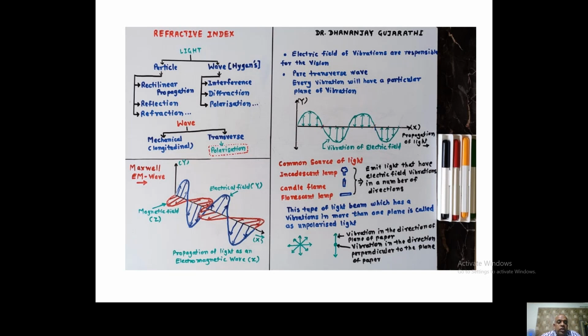This is all about, in short, that light is dual in nature. The Maxwell electromagnetic waves, electrical vectors and magnetic vectors, are perpendicular to each other and perpendicular to the propagation of light. Then, considering only the electrical field vibration, because it is responsible for vision, this is the transverse nature of light, and these are unpolarized light.